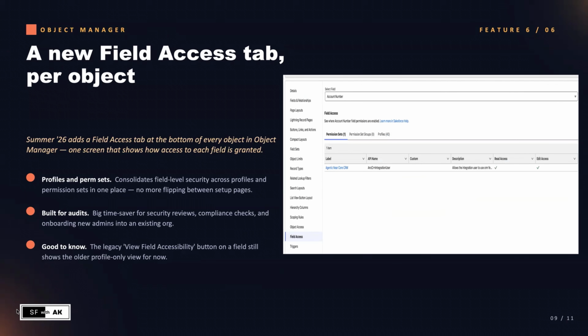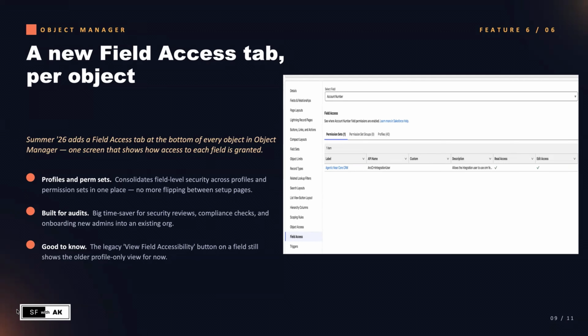Well, the last feature for today, and if you've ever done a security audit, this one is going to feel like a gift. Today, answering a simple question like who can see the annual revenue field on account is a long exercise. You need to go to the object manager, click the field, check the field accessibility, which only shows you the profiles. And for permission sets, you need to open the permission set individually and check the accessibility of that particular field on that permission set. So it was a hectic and multiple screen job.